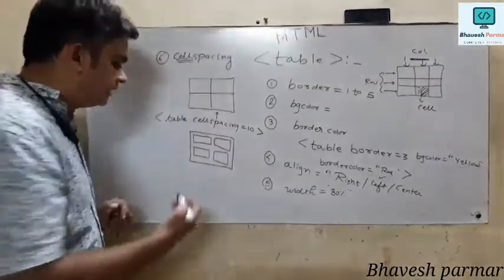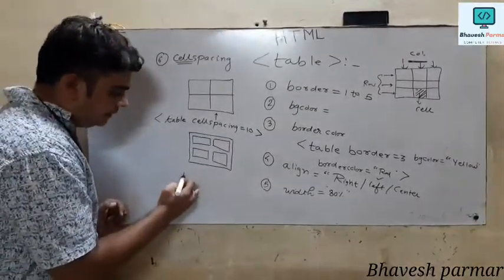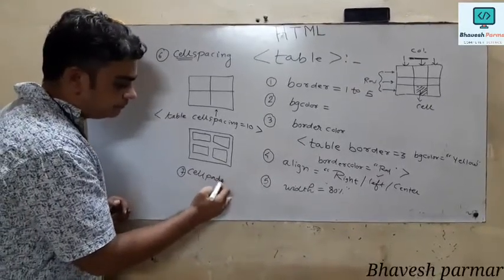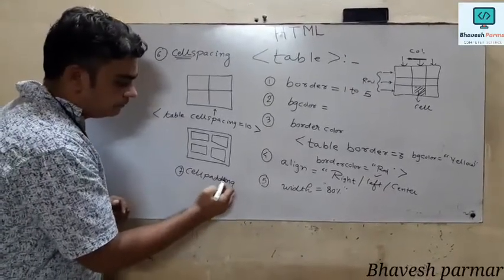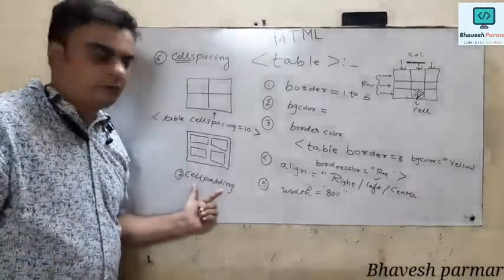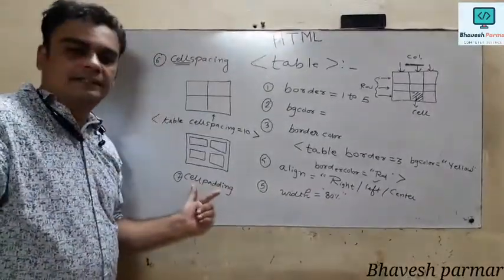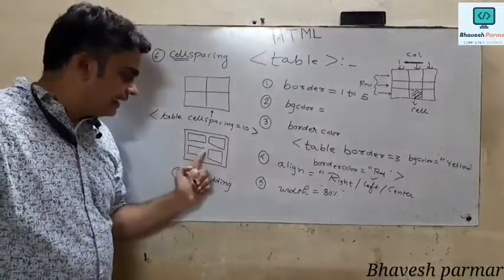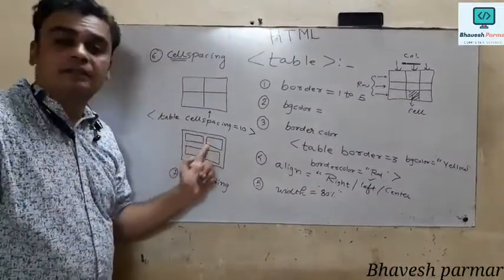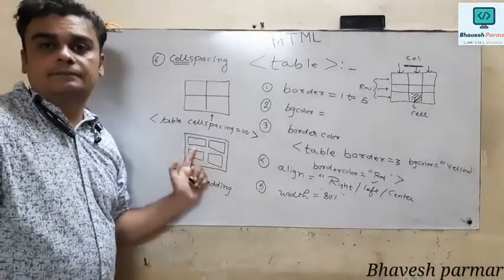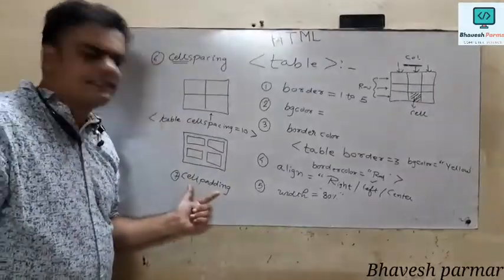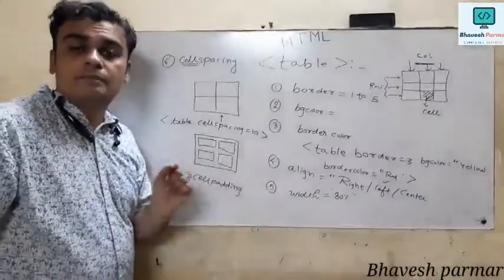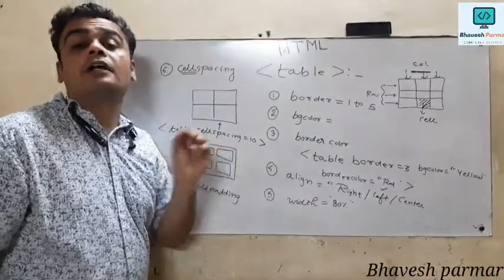Thereafter, another attribute is there, and the name of the attribute is cellpadding. This is quite confusing, but before studying this, we have to keep cellspacing in mind. The cellspacing attribute generates the space between two neighboring cells. So what is the role of the cellpadding attribute? The cellpadding attribute generates the space between the text and the border of the cell.